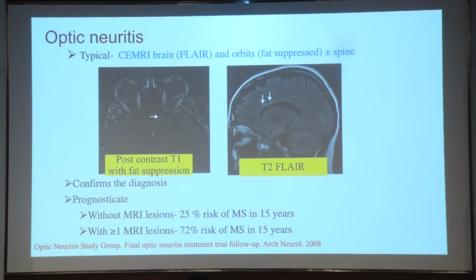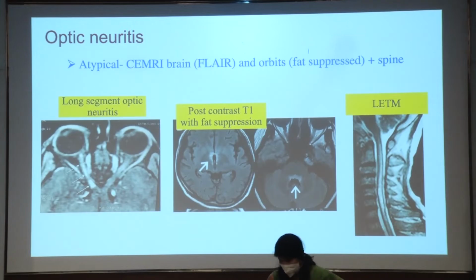So this imaging not only helps you to confirm the diagnosis, but also helps you prognosticate the case. Because according to ONTT, if the baseline MRI shows these lesions, then there is almost a 70% risk of progressing to MS. Now, if it's a case of atypical optic neuritis, then you should also add an MRI spine to your investigation, because you should rule out a transverse myelitis in such cases, okay?